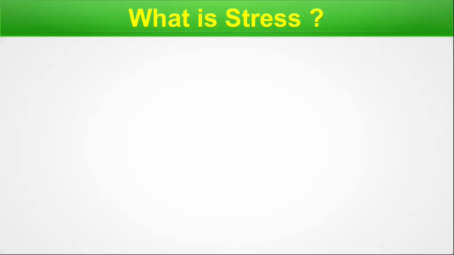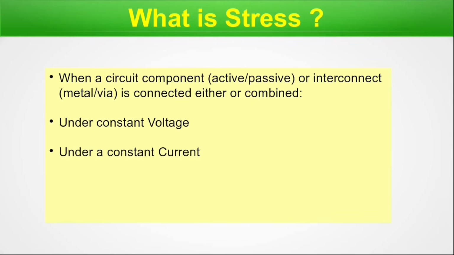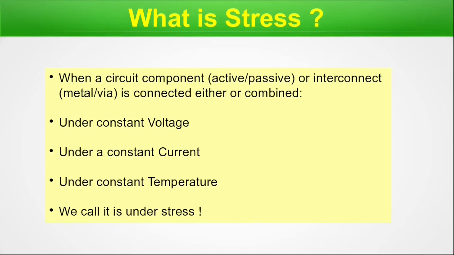We are done with the discussion of voltage impact on EM. Before going to the next section, here I will just touch base the concept of stress in an electronic circuit. When a circuit component, either active or passive, or interconnect, that is metal or via, is connected to either or combined under a constant voltage, under a constant current, under a constant temperature, we call it is under stress of that specific kind, whether it is pure or mixed.